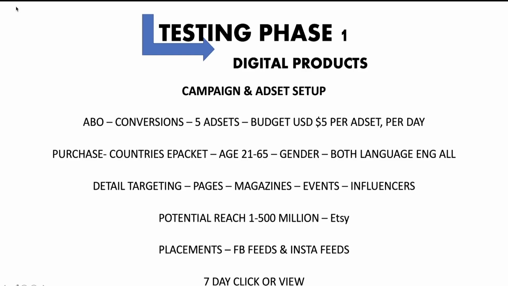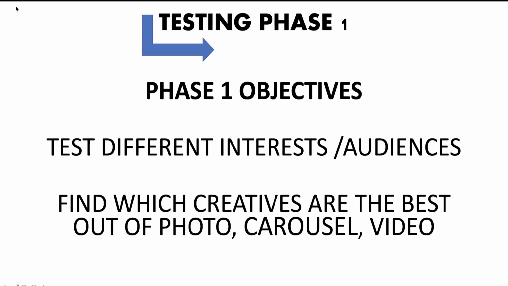You're going to be doing detailed targeting. You're going to be targeting things like pages, magazines, events, influencers. You want your potential reach between 1 and 500 million, and you want to exclude Etsy. Now you want your placement feeds to be Facebook feeds and Instagram feeds only, and you're going to have a 7-day click or view. Now, testing phase number 1 is all about testing different interests, different audiences, and finding out which ad works better, photo or carousel.